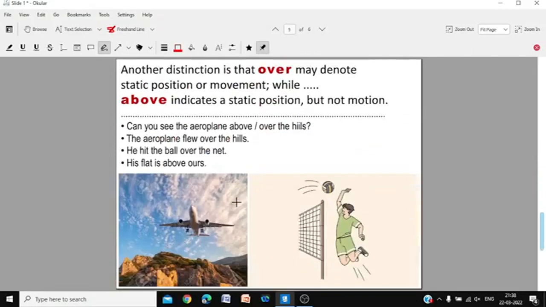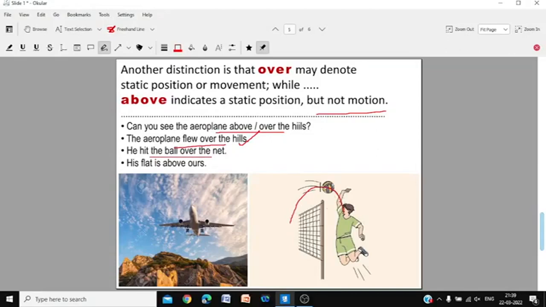Another distinction is that over may denote static position or movement, while above indicates a static position but not motion. Can you see the aeroplane above or over the hills? The aeroplane flew over the hills. Here it is a motion, so we are using over. He hit the ball over the net. See, over the net, because it is motion.